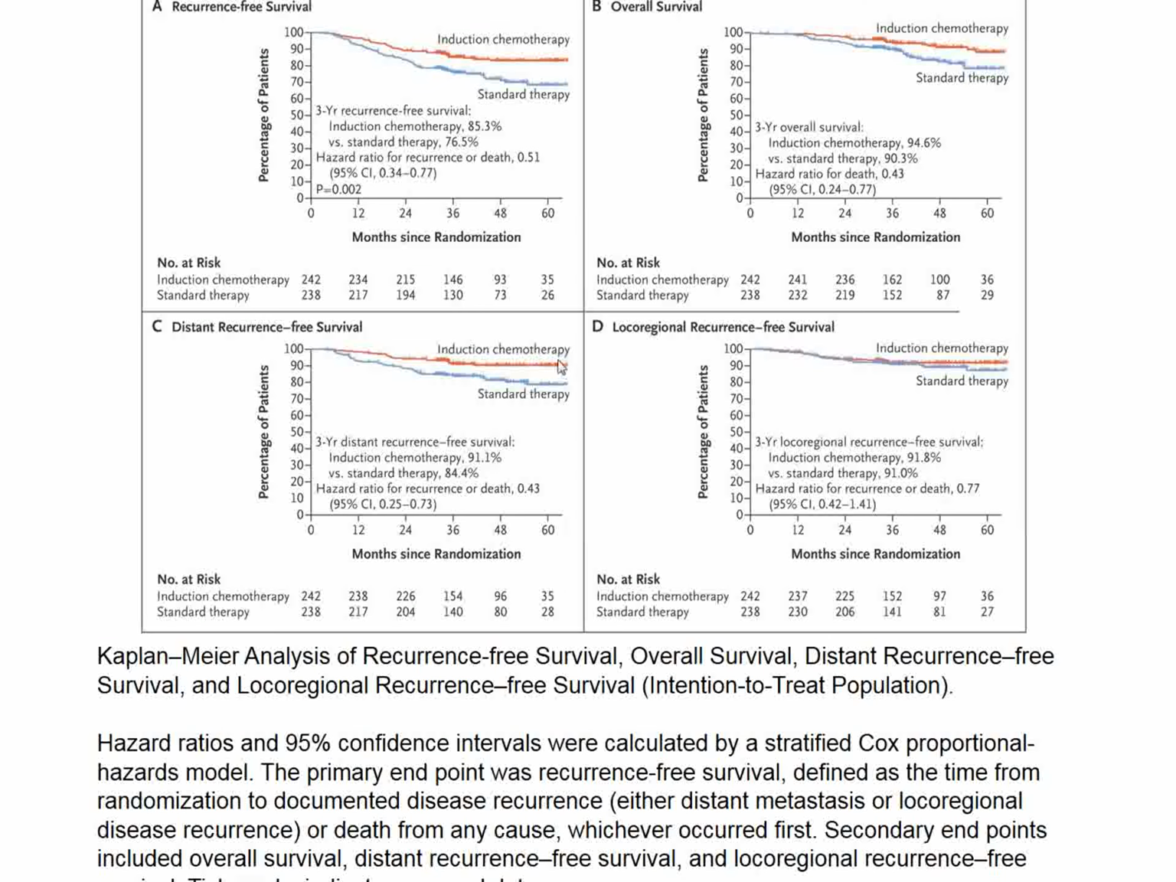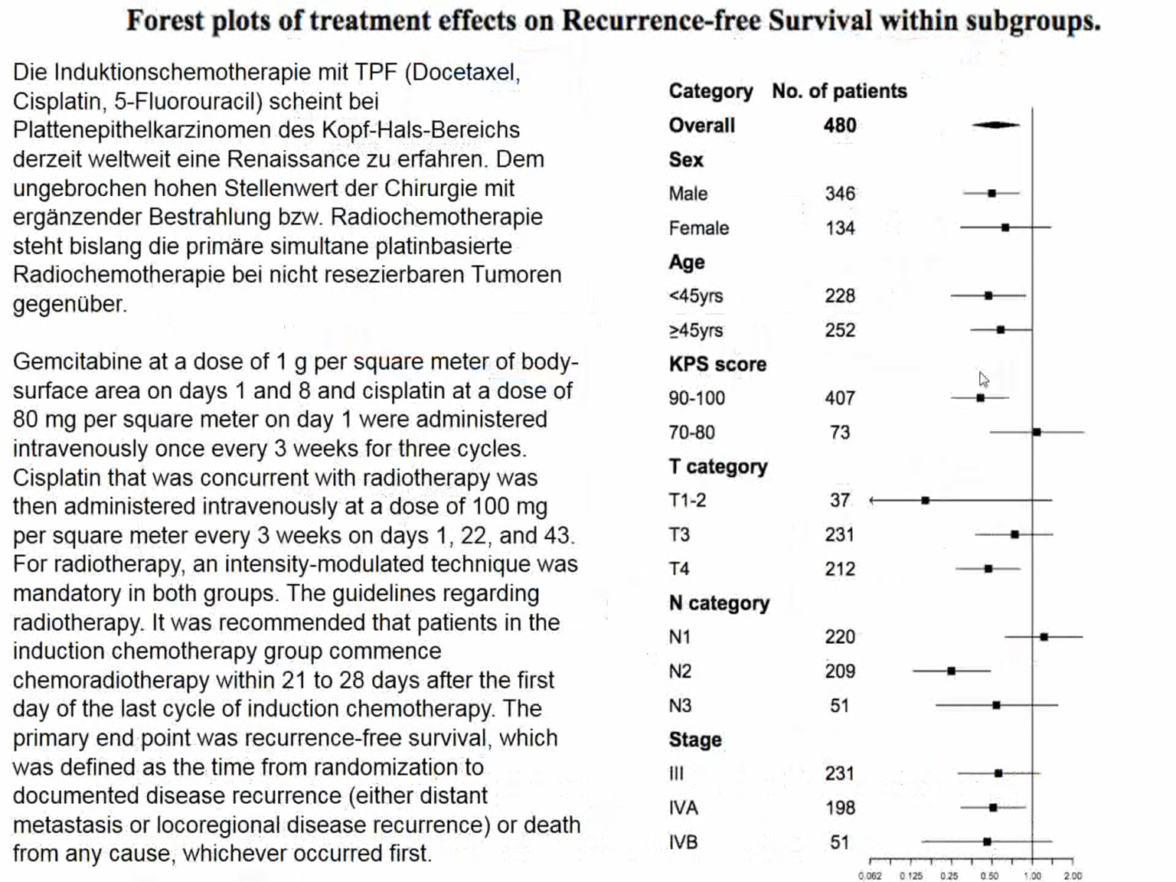If we look at distant metastases, the hazard ratio looks acceptable, but I don't see a p-value here, and local regional recurrence-free survival was not significantly different. And if we look at a forest plot of treatment effects on recurrence-free survival within the various subgroups, it looks like the induction chemotherapy group did a little better.